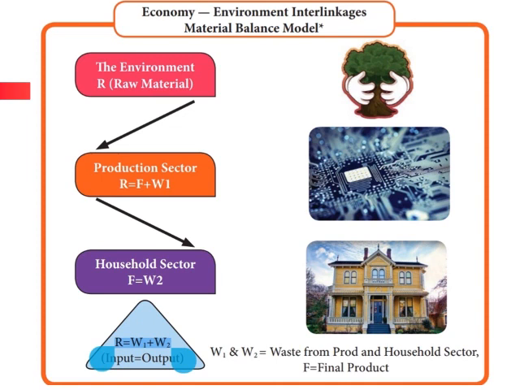From the production sector, the product goes to the household sector. See the formula given: F is equal to W2, where W2 is the waste from the household sector. See the last, the triangle column: R is equal to W1 plus W2. That is, input is equal to output. The waste from the production sector and the waste from the household sector are once again recycled as raw material and go to the first column, the environmental column. Again the production process starts and continues to the household sector.